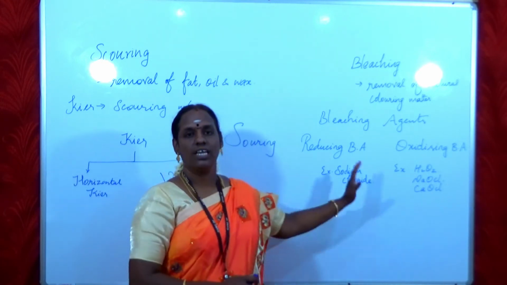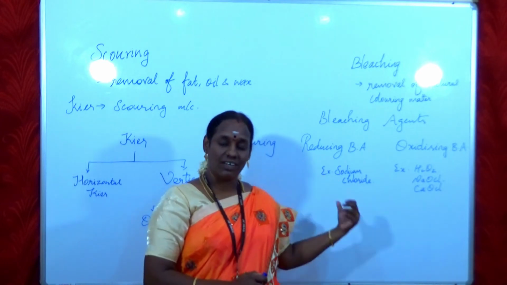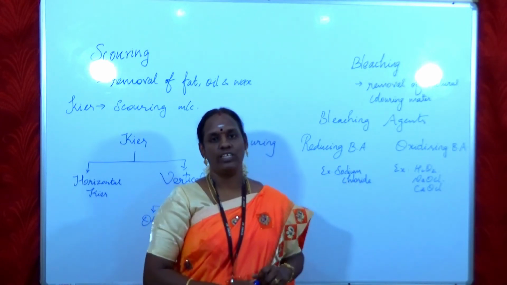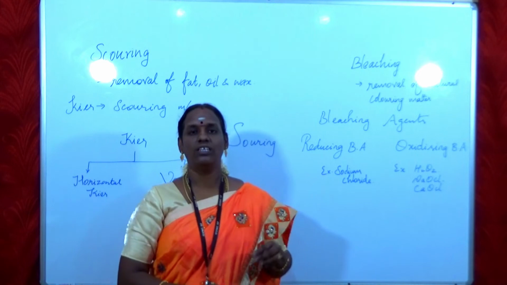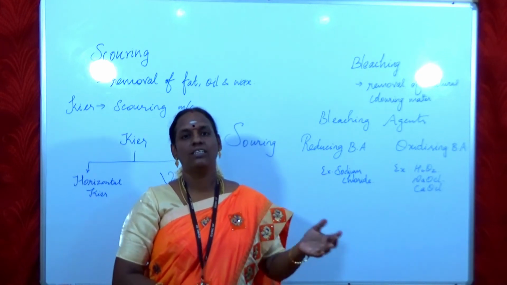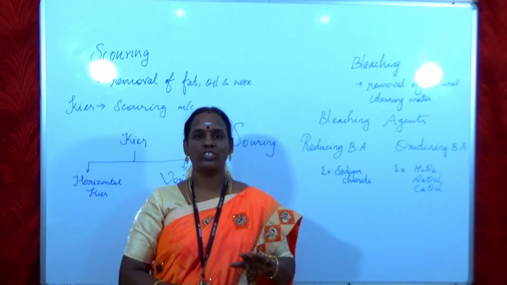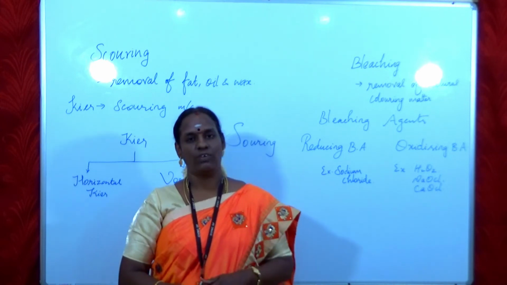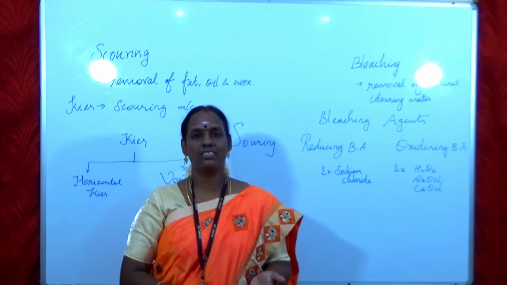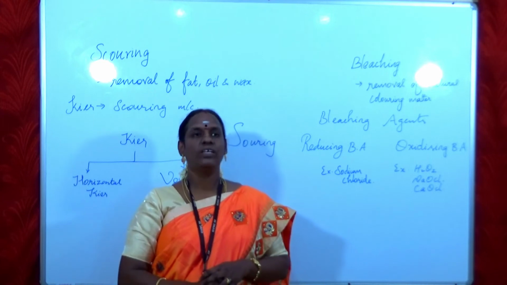Okay. Next, we take the scoured, neutralized fabric to the bleaching process. So what do you mean by bleaching? The name itself tells it. The bleaching process removes the natural yellowish coloring matter from the fabric. So it enhances the whiteness of the fabric.